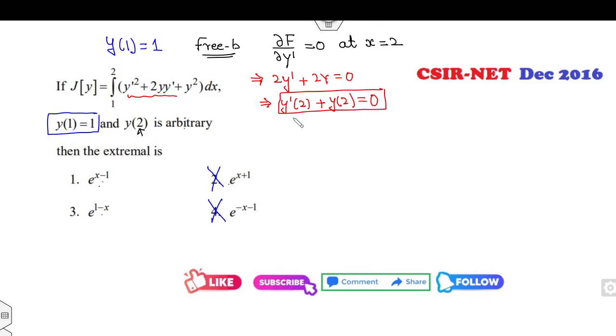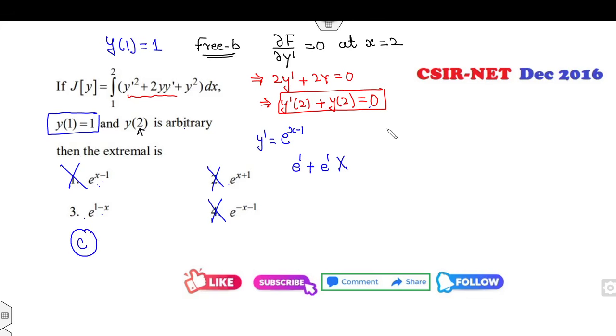Now look at the options. What is the y dash at the point 2? If I look at the first option, what is the y dash at the point 2? It's e raised to power 1, plus what is the y of 2? e raised to power 1, which is not 0. So this option is cancelled. The only left option C is my correct answer.